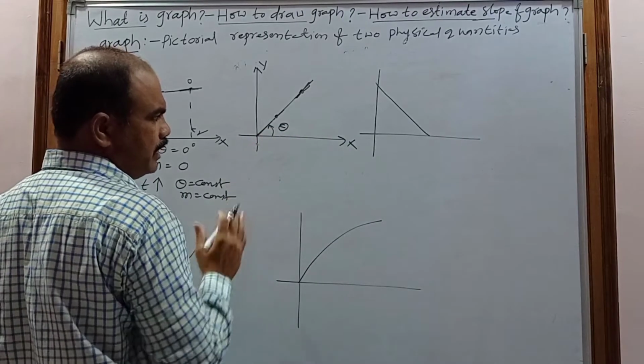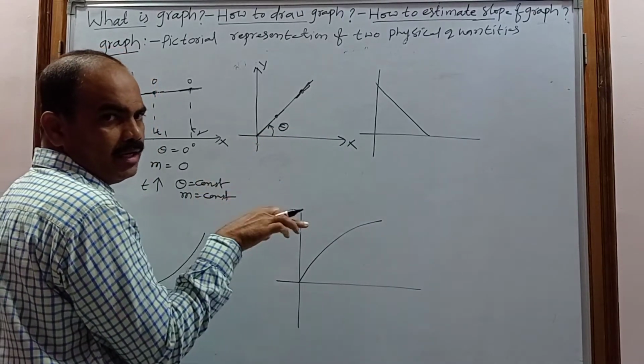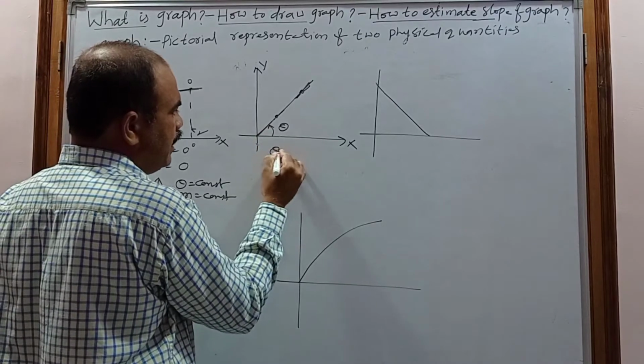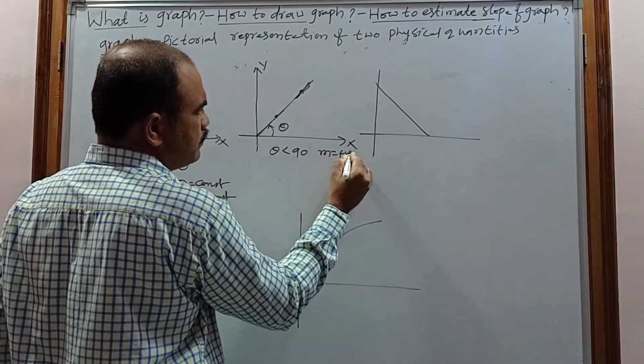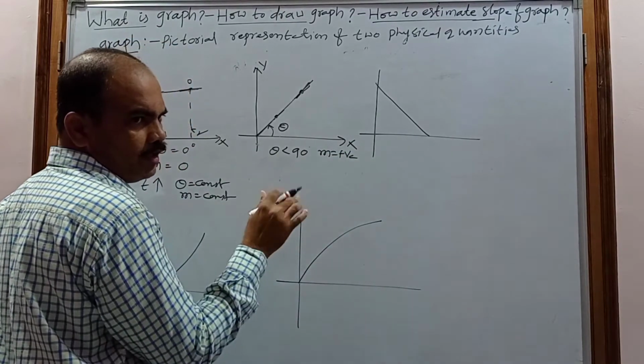Now guess whether it will be 0, less than 90, or greater than 90. It will be less than 90. So now the slope of the graph is what? Positive. Okay, you estimated the slope of the graph as positive.